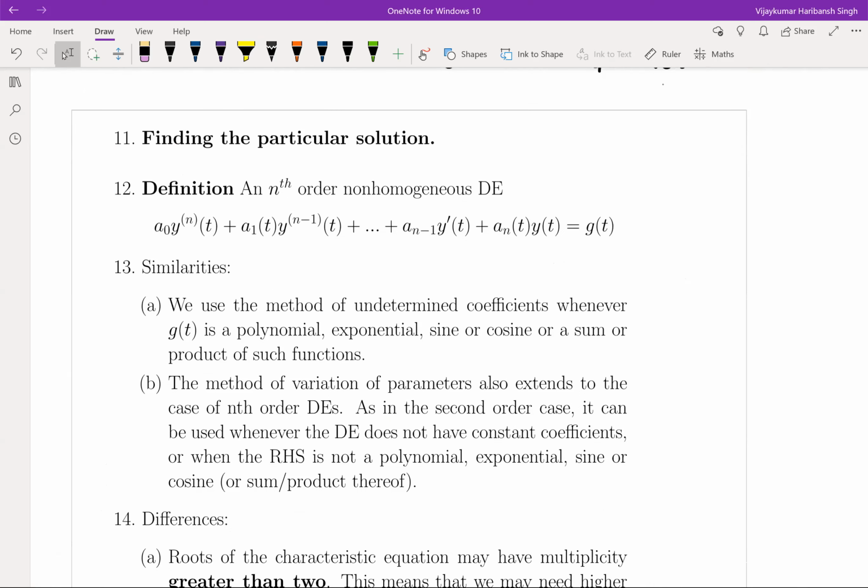So we still want to copy over the methods we had for the second order non-homogeneous linear differential equation, again with constant coefficients. So what is the non-homogeneous? The non-homogeneous part is basically bringing this to be non-zero. That gives you the non-homogeneous.